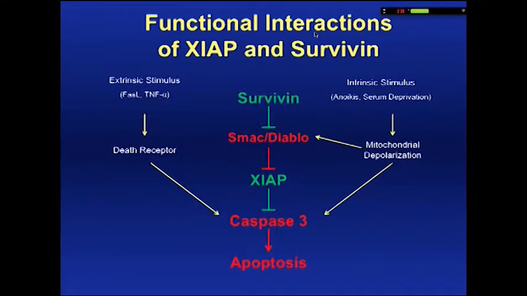There's another IAP, Survivin, which in vitro can inhibit caspase activation, but in vivo it's thought to act by other mechanisms, one of which is by binding to SMAC/Diablo. In doing so, it disinhibits XIAP and allows XIAP to inhibit caspase activation.